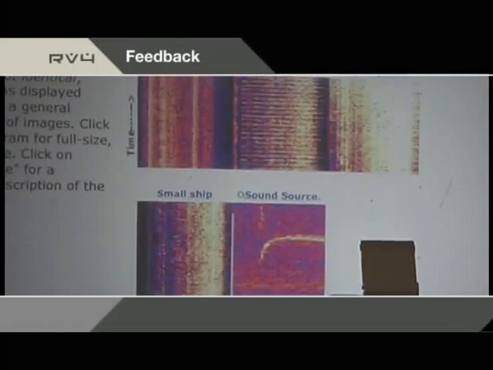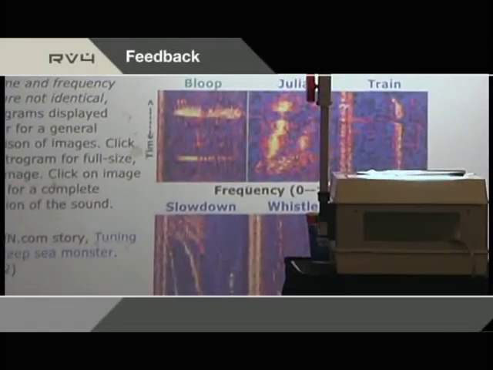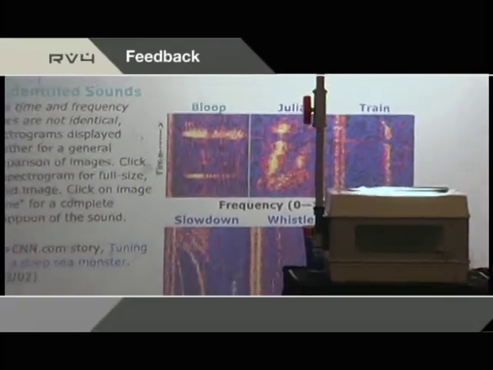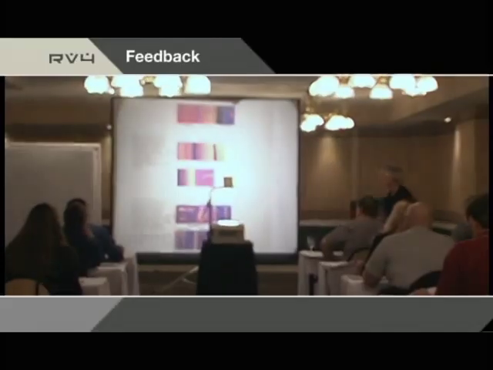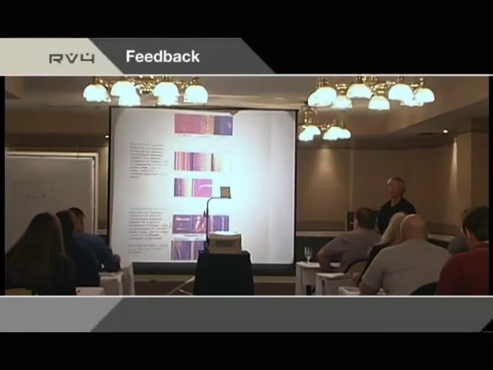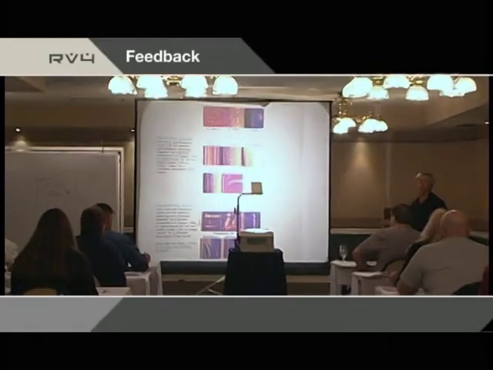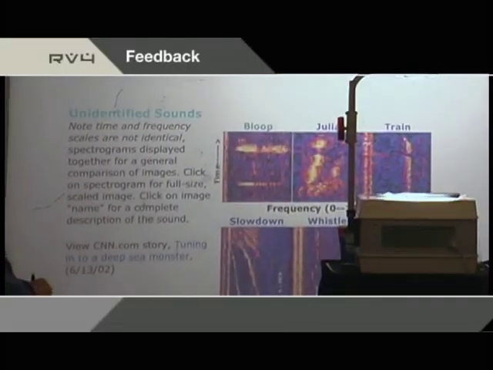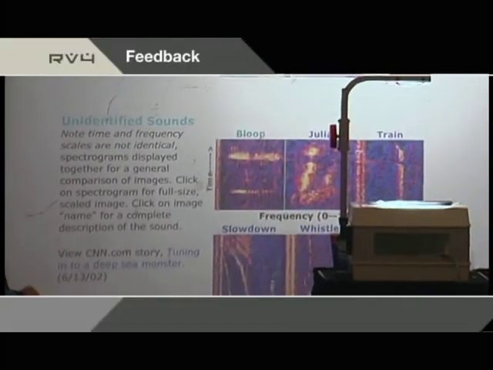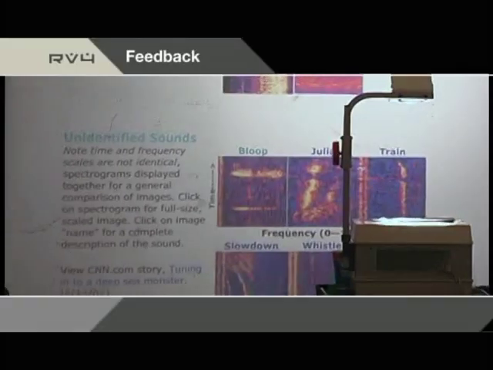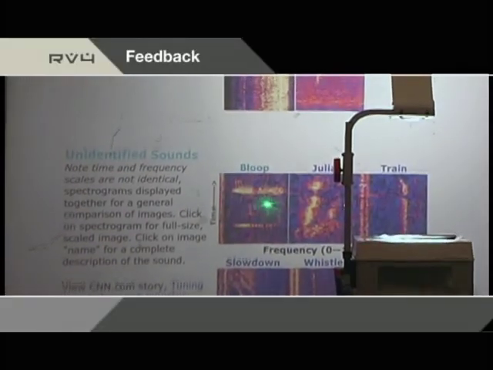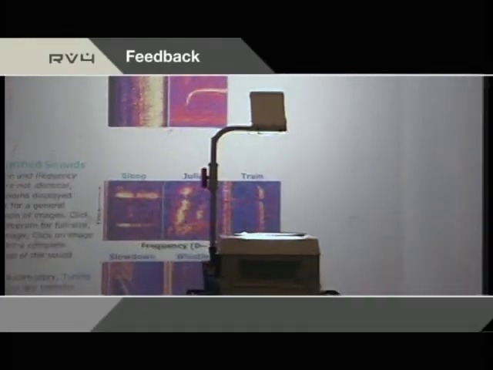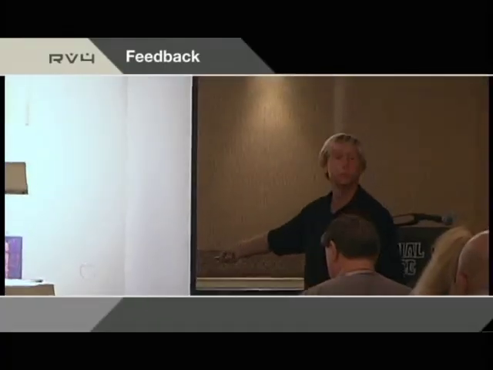Here's some unidentified sounds here from this acoustic array that NOAA now controls and possesses. And names are given to the sonograms based upon what they sound like to the scientists. They just slap on a name here. Upsweep, whistle, slow down, train, Julia, and bloop. So the scientific community does not know the origin of these sounds. Okay?